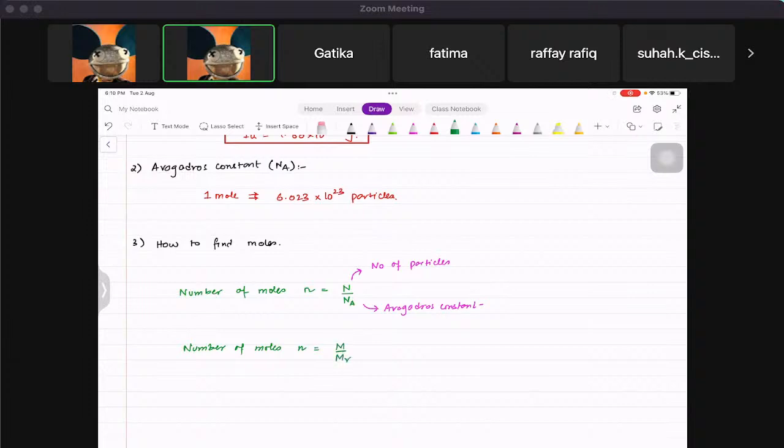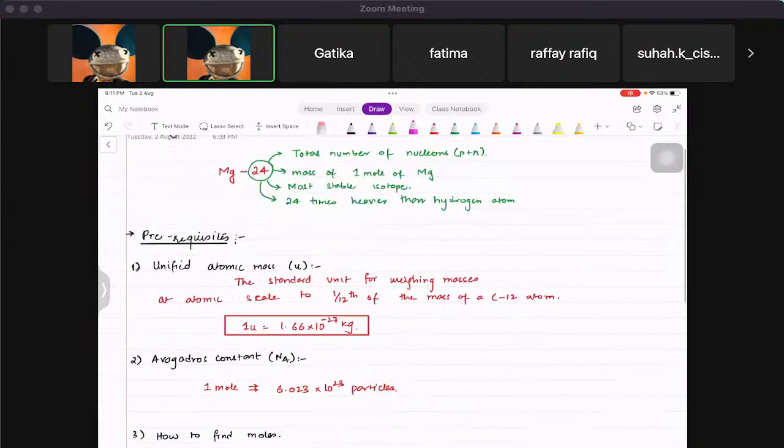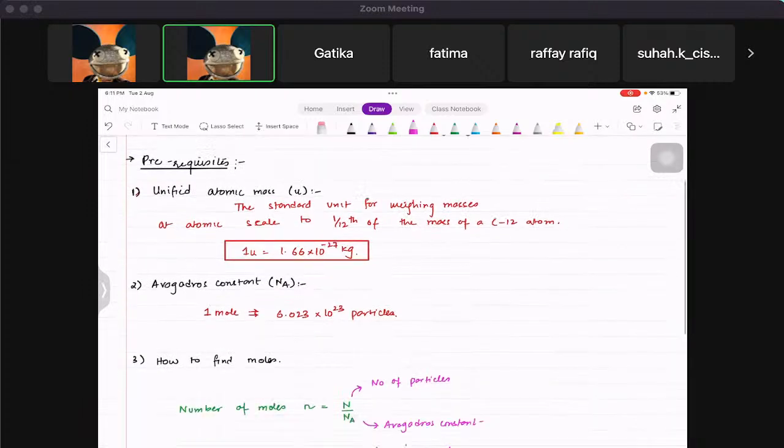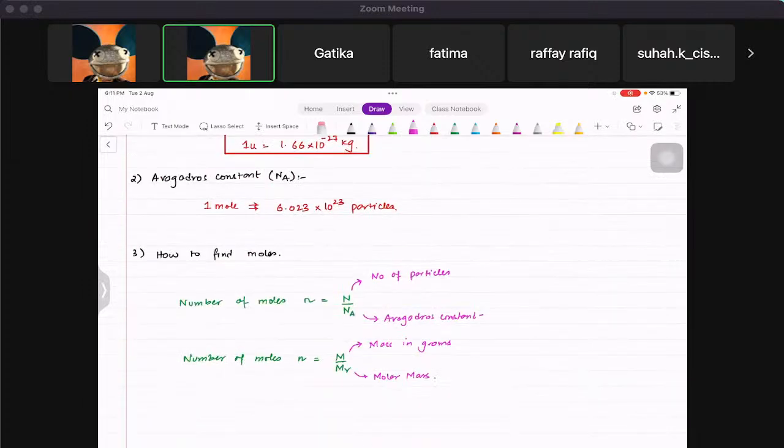Now this has a particular thing in it. This is the mass in grams only. So if it's given in kg, you need to convert it. And the Mr is the molar mass. Molar mass is the number that we learned, like Mg is 24, oxygen is 16, carbon is 12. Do you guys understand this? Yes, sir.